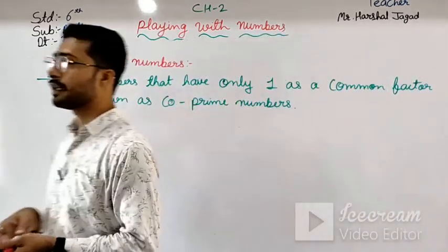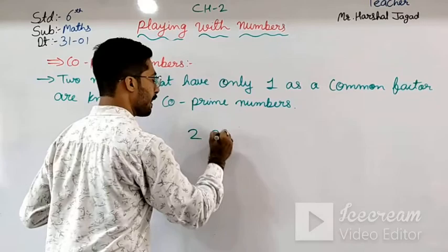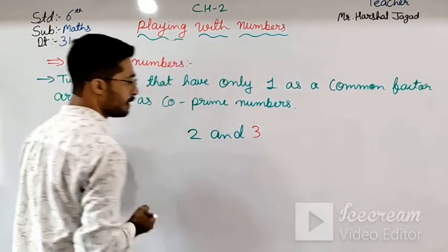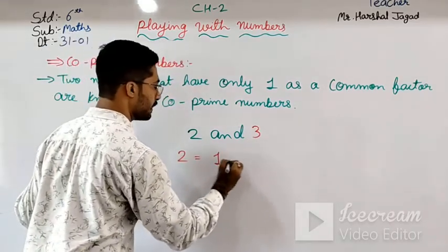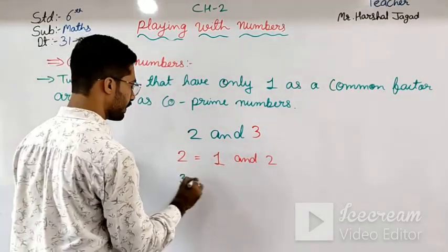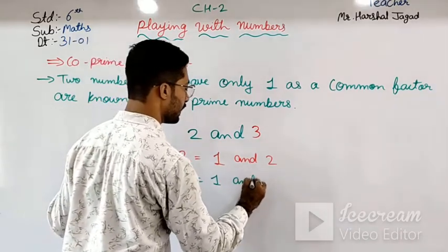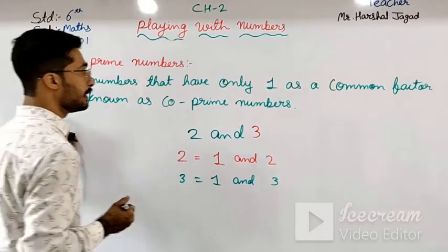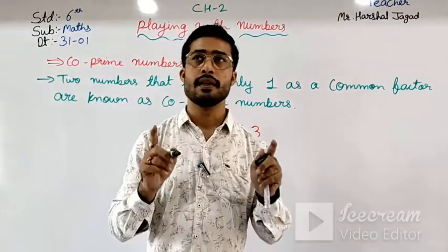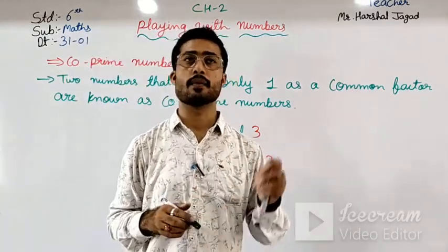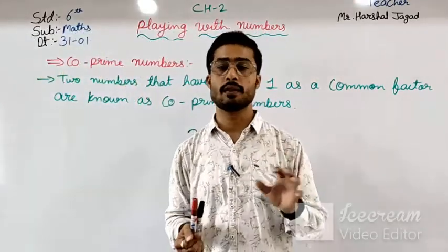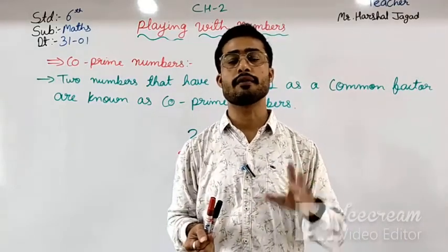Means if I just take the example of 2 and 3. Okay, so what is it? 2 and 3. So the factors of 2 are 1 and 2, and the factors of 3 are 1 and 3. Here you can see the 1 is the only common factor. So here you can see 2 and 3 are co-prime numbers. Okay students, so those are the co-prime numbers. Here also all the prime numbers are co-prime numbers of each other.